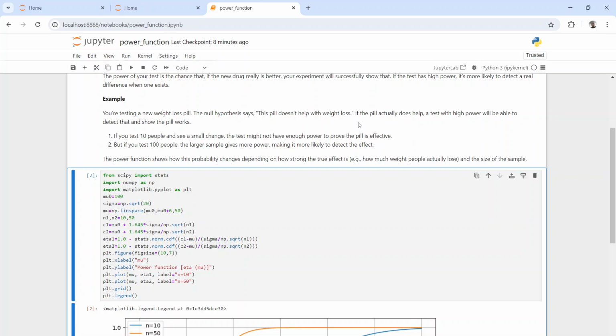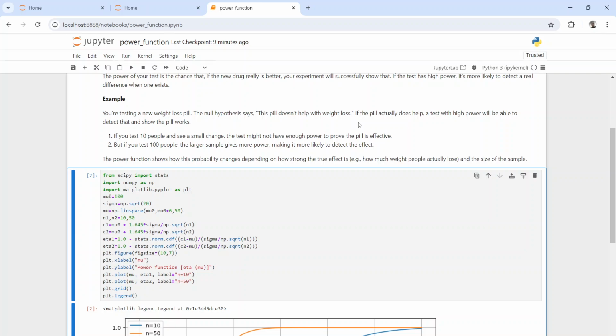If you test 10 people and see a small change, the test might not have enough power to prove that the pill is effective. But if you test with a larger number of people, say 100 people, the large sample gives more power, making it more likely to detect the effect.